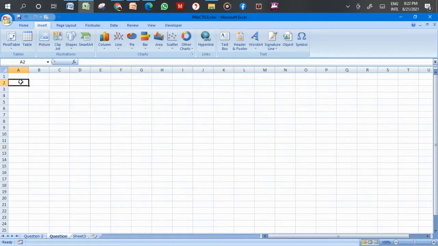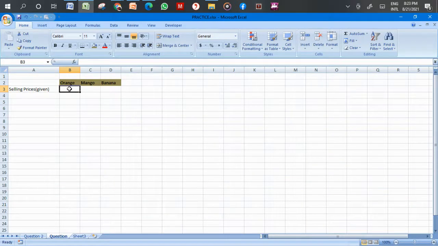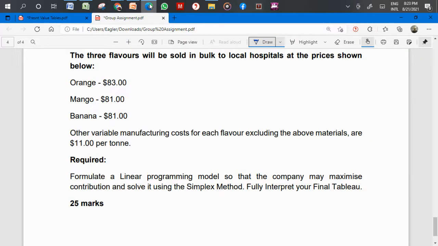Okay, so the first thing here, we want to maximize contribution, isn't it? So let's calculate contribution per unit for each product. So how many products do we have? We have orange, mango, banana. Okay, so these are the products that we have. So we are going to say selling prices. These ones are given, so we do not have a problem there. We are just going to put 83, 81, and 81. Those are the prices in tons.